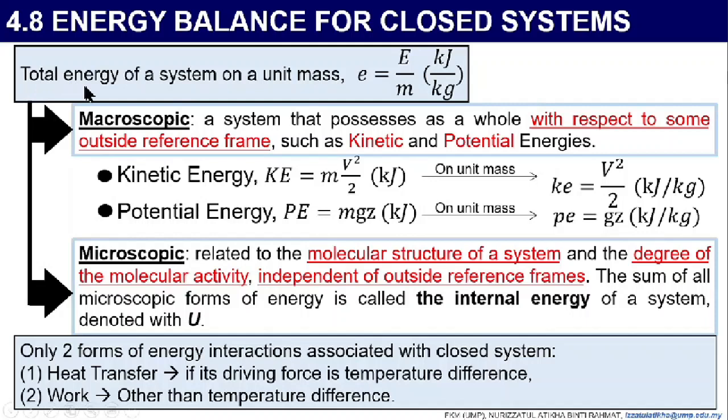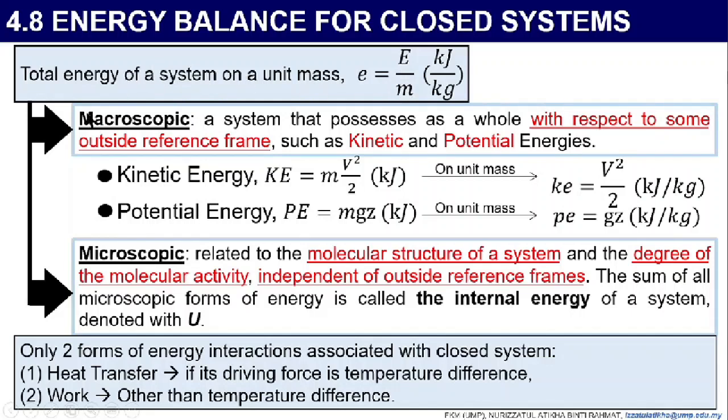Alright, so the total energy of a system on a unit mass is small e equal to large E over m, kilojoule per kilogram. So you always see this kind of property per unit mass, and usually we call it specific something, for example, specific density. So this one is the total energy of a system on a unit mass. There's no specific name for this. So small e equal to large E over m.